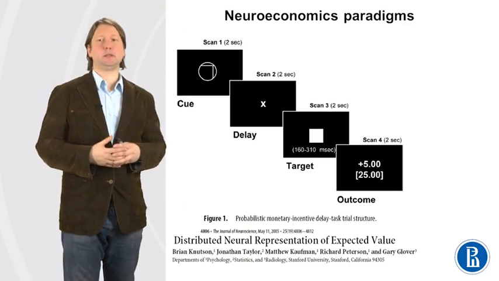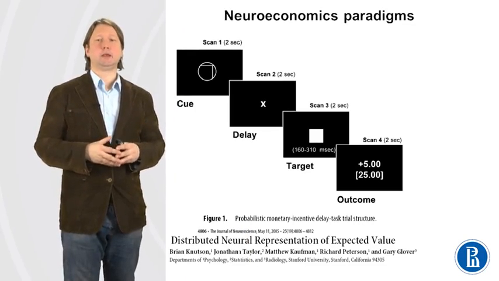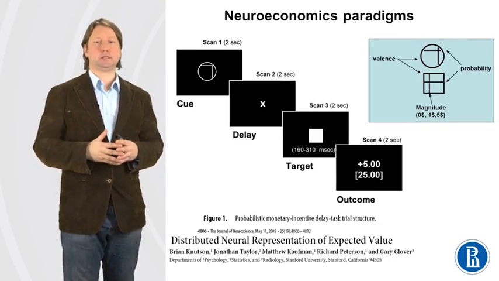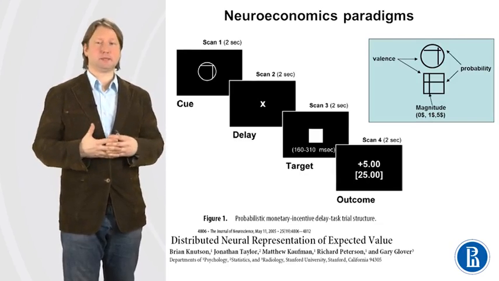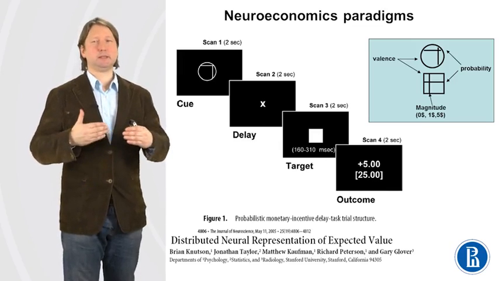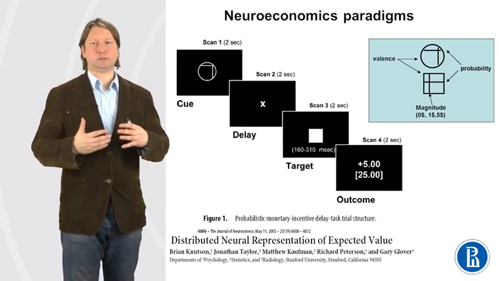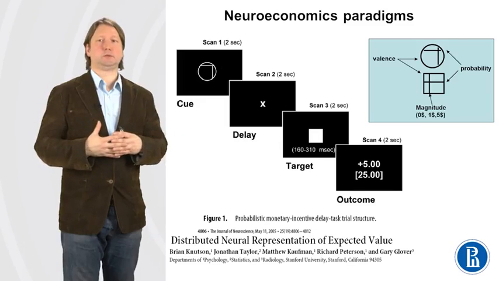So here, at the beginning of the trial, the subject can see a cue. A vertical line codes the magnitude of the expected reward, and a horizontal line codes the probability of the expected reward. So here we can investigate how the brain processes expected probabilities and expected rewards, and how the brain integrates both aspects during decision making.